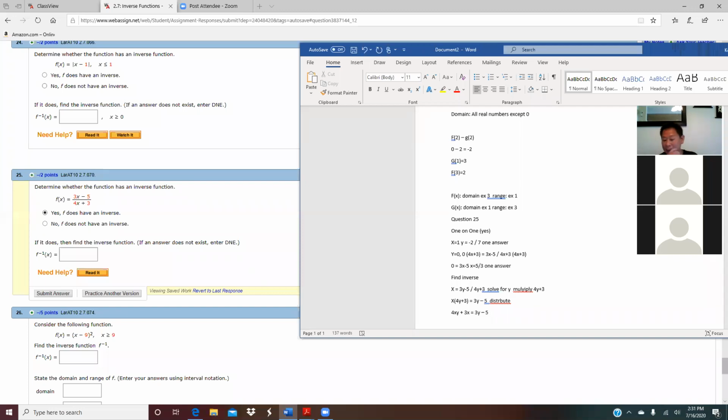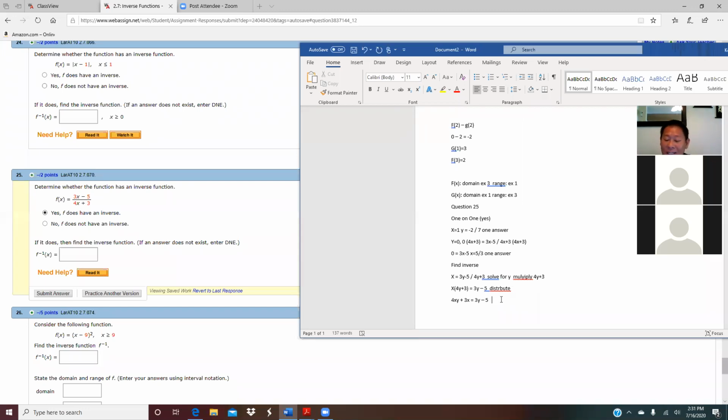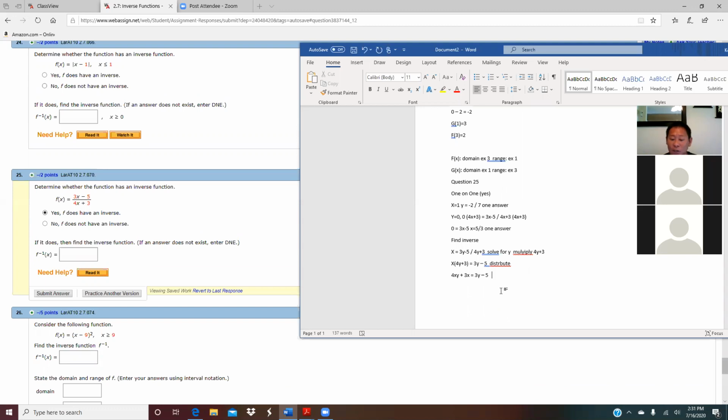Now this is the part where a lot of students do not do well in this question, because they don't know what to do next here. What you need to do is combine all the y terms on one side and the rest on the other. So I will move this 3y to the left side, and I will move the 3x, the non-y term, to the right side.